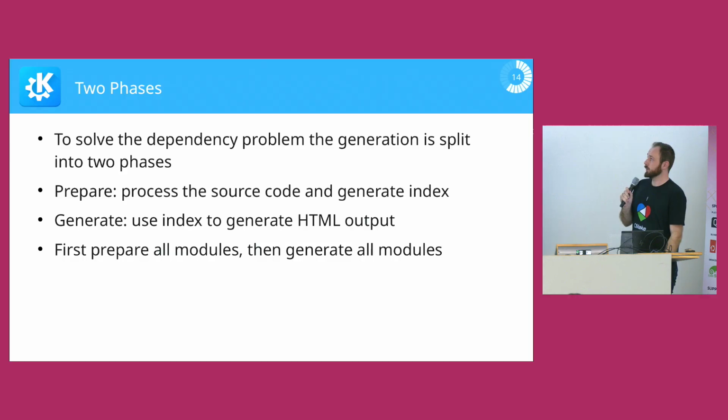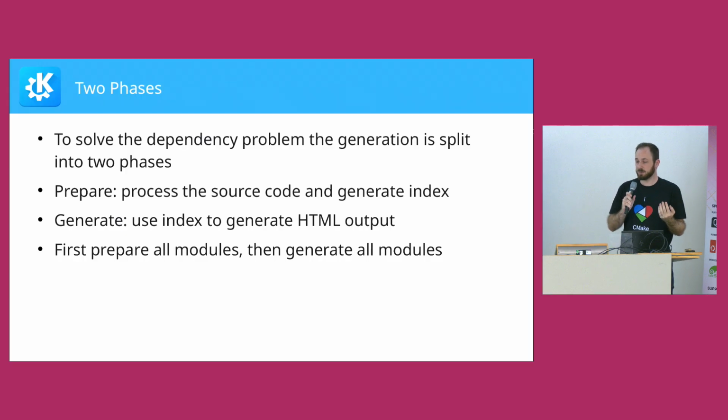The answer is we're going to split the generation of the documentation into two distinct phases. Phase one is the prepare phase. What this does is we have all the projects, and then for each project, QDoc looks at the source code and all of the configuration, parses it, extracts all the information, and then puts it into a sort of database called an index file. And then we do that for all of the projects.